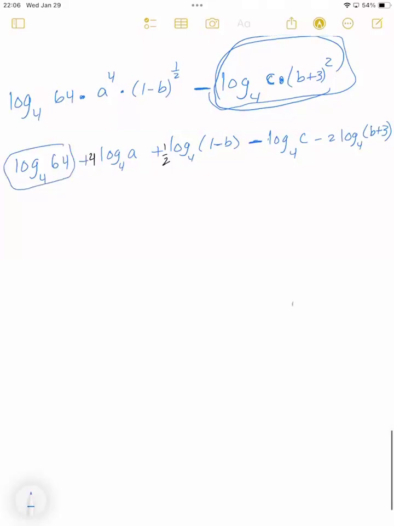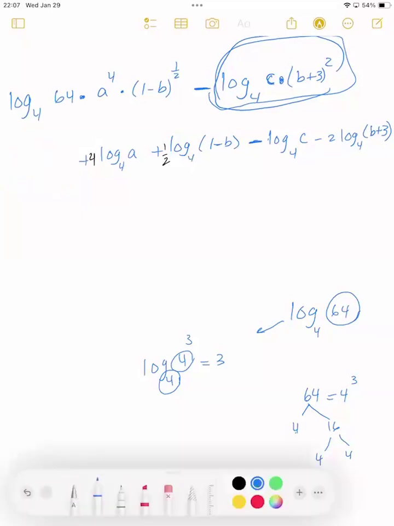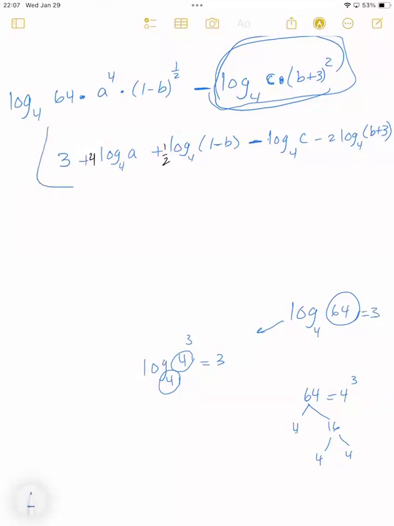We have a log base 4 of 64, and you say, can I write 64 as 4's only? 64 divided by 4 is 16. 16 divided by 4 is 4. Sure, you can write 64 as 4 to the power 3. So I have a 4 here and a 4 here. The answer is 3. So instead of log base 4 of 64, I'm just going to change that to a 3. This is a 3. So that is the final answer.